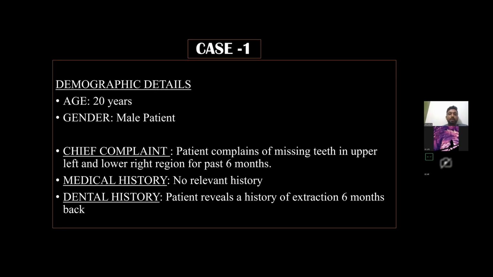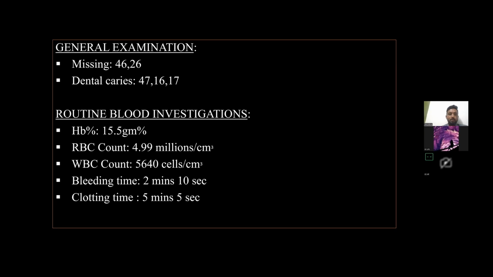In total 10 cases were done. I would like to show 3 cases among them because of the time constraint. The first patient is a 20-year-old male with a chief complaint of missing upper left and lower right regions for the past 6 months. There's no relevant medical history, and the patient revealed a history of extraction 6 months back. On general examination, 4.6 and 2.6 were missing, some DCs were present in 4.7, 1.6 and 1.7, and the routine blood investigations were all normal.